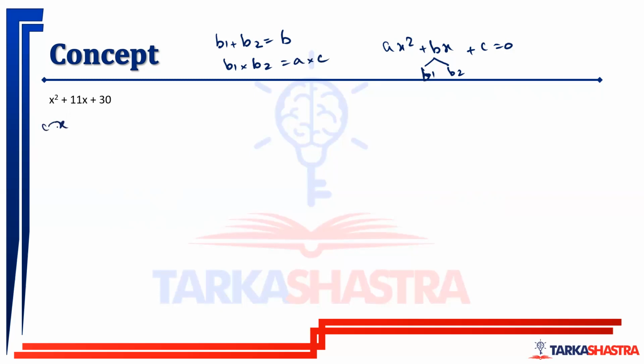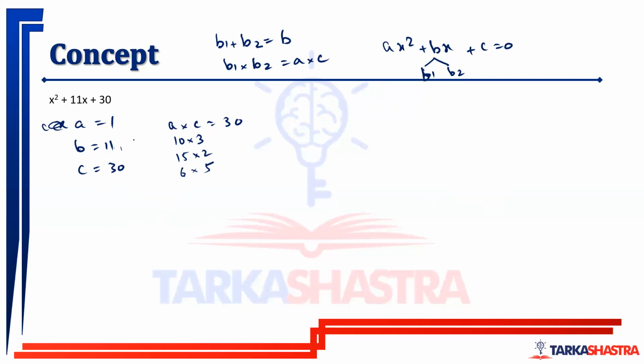So a is equal to 1 in this case, b is equal to 11, c is equal to 30. So a into c is 1 into 30, that is 30. अभी 30 कैसे आता है? 10 into 3 से 30 आता है. Is it equal to 11? I mean, can I make the addition as 11? No. Then I can have 15 into 2 as 30. Can I make the addition as 11? No. Okay. Then I have 6 into 5 as 30.